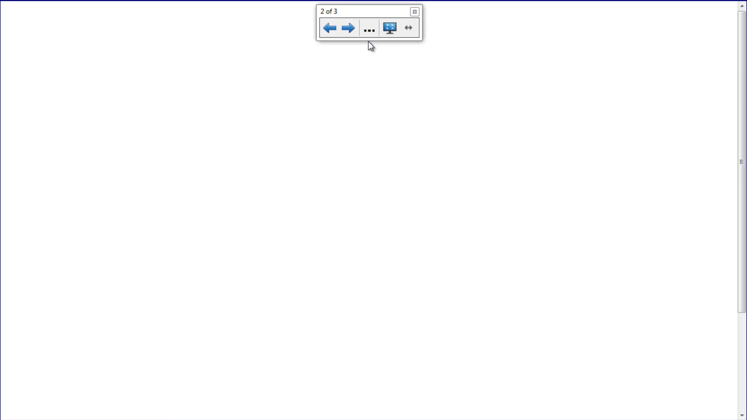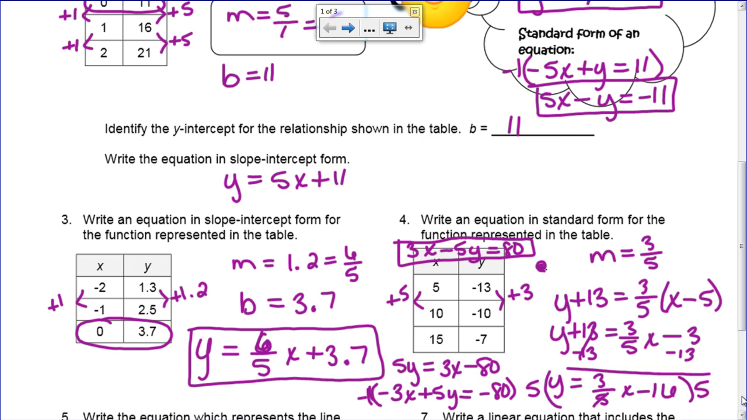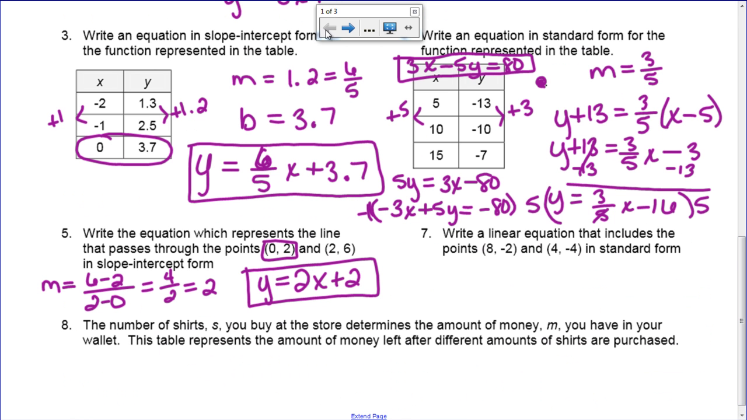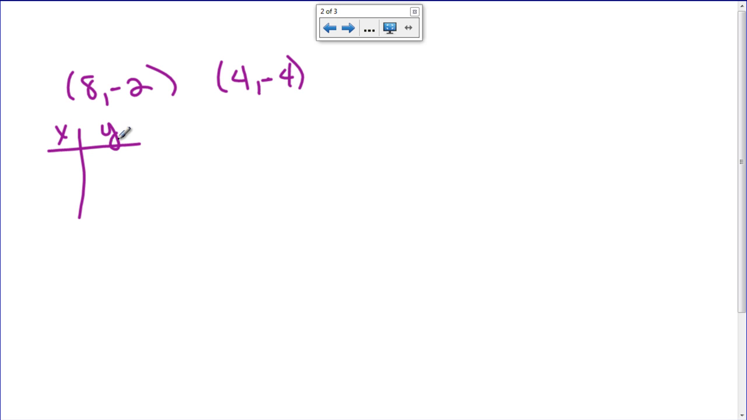So I'm going to insert a blank page. And so my points are 8 and negative 2 and 4 and negative 4. So I'm going to go over here. I have 8 and negative 2, and then also have 4 and negative 4. I'm going to make a table out of these values is what I'm going to do. I have my x's and my y's. So I have this point 8 negative 2, and I have this point 4 negative 4. And from a table, I can pretty much find what I need to know.